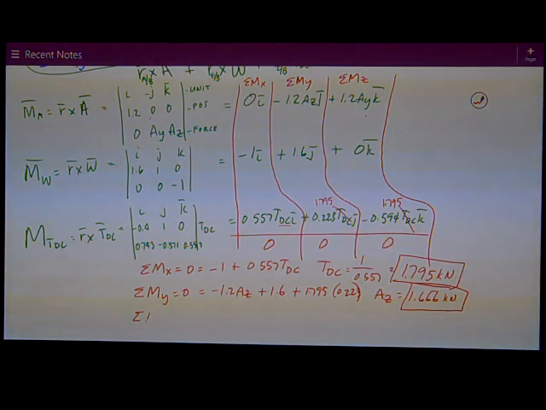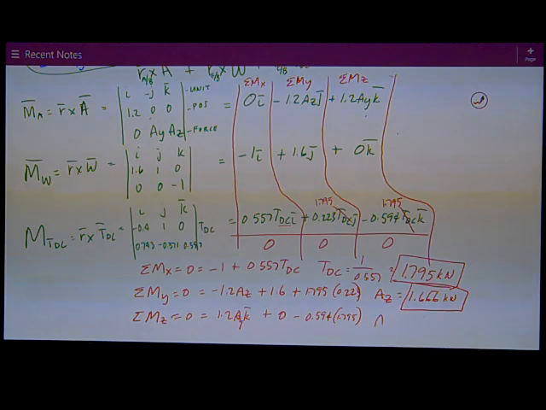Then I can do sum of moments in the z direction. Rewrite this column here, the z column. It's equal to 0. It's 1.2 AY in the k plus 0 minus 0.594 times 1.795. Do all the math. AY is equal to 889, or 888.8 kilonewtons.